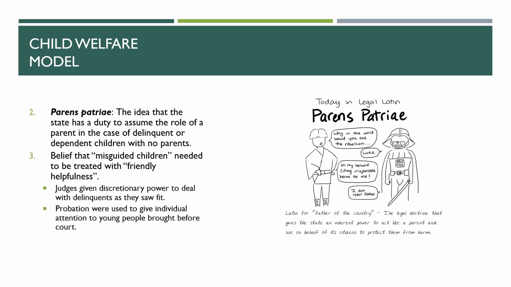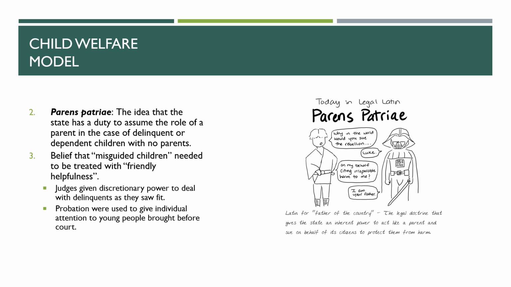Much of this is grounded in a legal idea called parens patriae, which, as you see in my little Luke Skywalker Darth Vader sketch on the side there, for today in legal Latin, basically is the idea that the state has the duty to assume the role of a parent, a guardian, in the case where there's a delinquent or dependent child with no parents, or potentially where the parents are incapable of properly caring for that child. And so they need to be helped by the state or some state actor, more typically, to get back on the right path because either they have no parents or their parents are incapable of helping them.